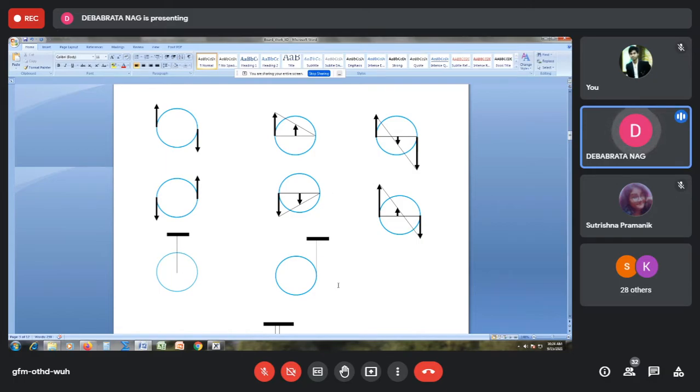Thirdly, we have the case where neither point on the pulley is fixed, so you can have the consideration of a floating pulley.